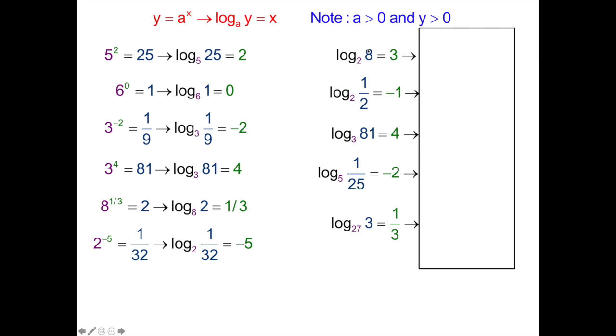And we know that 2 to the third is in fact equal to 8, so we know that that is a correct representation there. So pause the video and go ahead and try those 5 examples, and we'll check our answers in a minute.